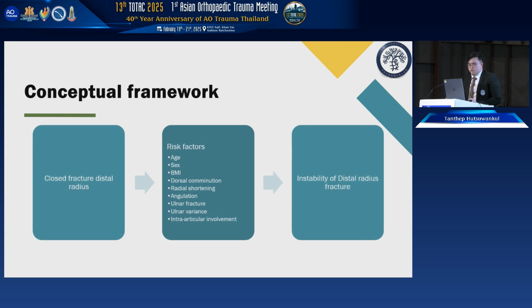Now, the conceptual framework is that we include closed distal radius fractures. Then we classify and collect data on risk factors such as age, gender, BMI, dorsal comminution, radial shortening, angulation, ulnar fracture, ulnar variance, and intra-articular involvement, and follow up the patients to see which developed instability, which we defined as loss of reduction under casting or conservative technique.